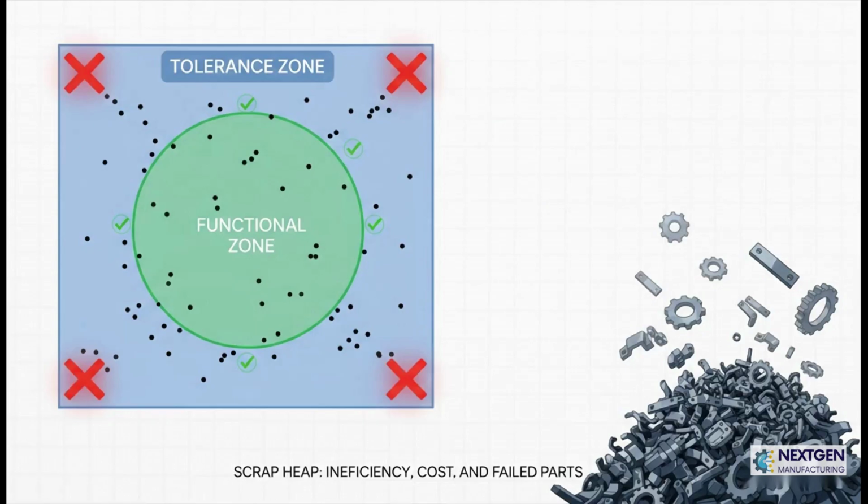And this is the heart of the problem. You see, parts that fall into the corners of that square tolerance zone might be perfectly functional, but they get rejected. Why? Because they're technically outside the biggest circle that can fit inside that square. We are literally throwing away good parts because of bad geometry on a drawing.